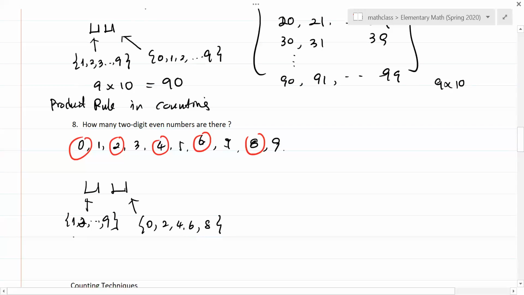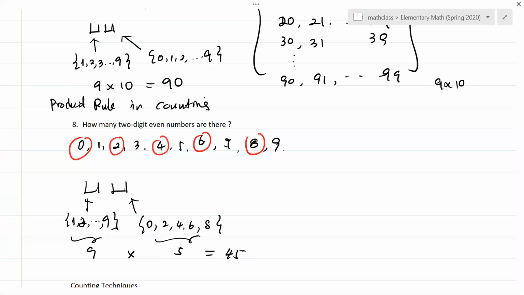How many of them are there? Here you have a 9. Here you have a 5. So the product rule tells you that should be the product, 45. So there are 45 such numbers.